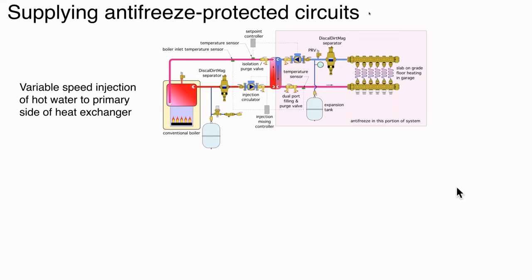So the area of this system that's in this pink box, this is operating on an antifreeze solution. It is a closed, isolated loop. As such, it does need an expansion tank. It should, by code, have a pressure relief valve on it. We need a means of adding fluid to it, as well as getting air out. And I would certainly recommend a good air and dirt separating capability within that circuit. Treat it just like you would any other hydronic closed loop circuit.